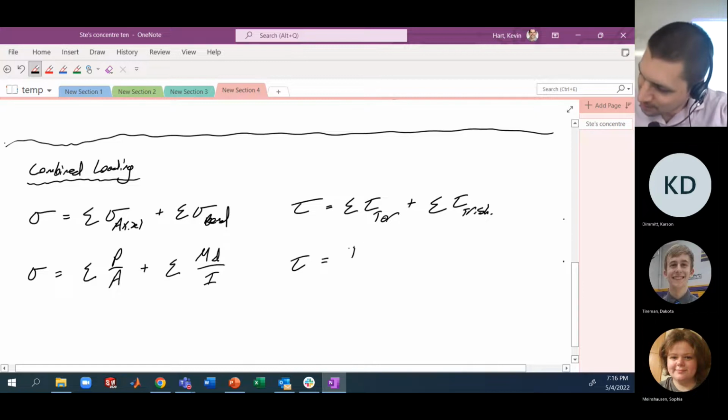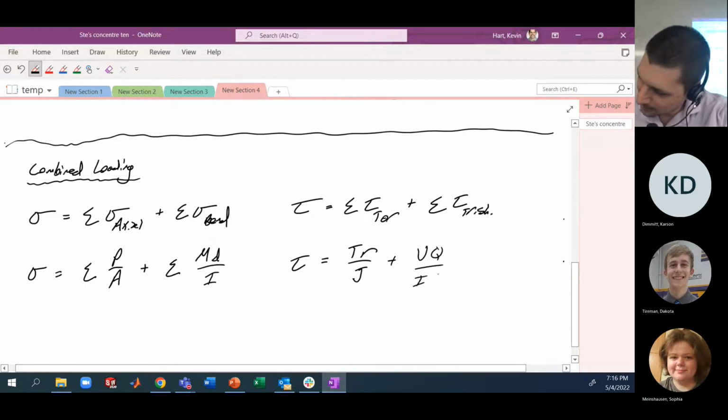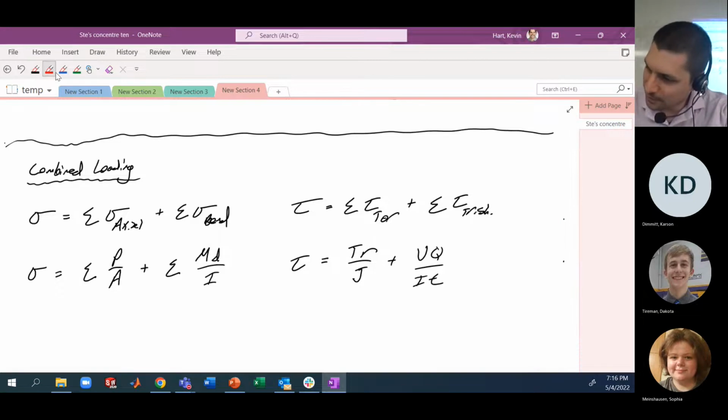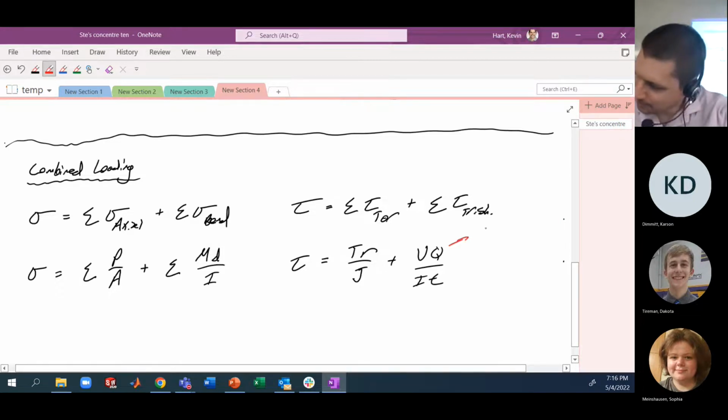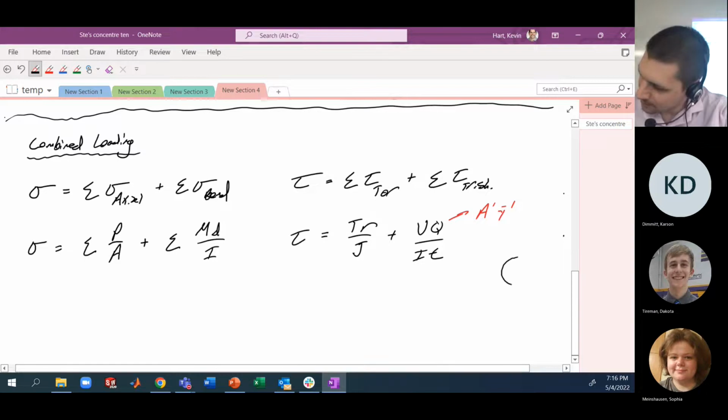For torsion, this is going to look something like TR on J, where T is the torque, R is the distance from the center of the circular cross-section, J is the polar moment of inertia, plus transverse shear, we saw something as like VQ on T, where remember that Q is this really weird kind of thing, which is A prime, Y bar prime.